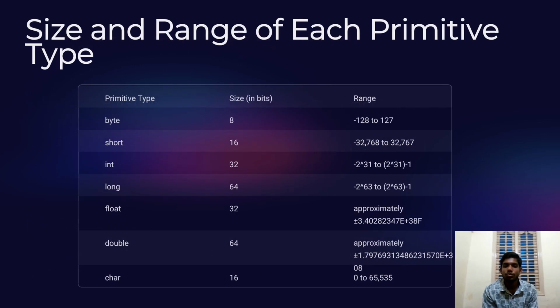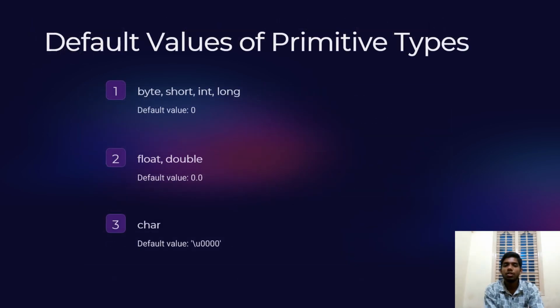The size and range of each primitive type. This table shows the size of each primitive type and the range of each primitive type. Next, the default value of the primitive types. The default value of integer primitive types like byte, short, int, long is 0, and the default value of floating point types like float and double is 0.0, and the default value of character char is \u0000.